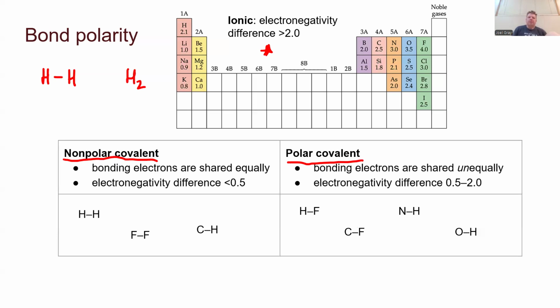Now, in order to calculate the electronegativity differences, we're going to take our two numbers. So the electronegativity for hydrogen is 2.1. This line right here represents our bond, or our two shared electrons. And I'm going to figure out which of these two atoms wants those electrons more. So I'm going to say 2.1 minus 2.1.